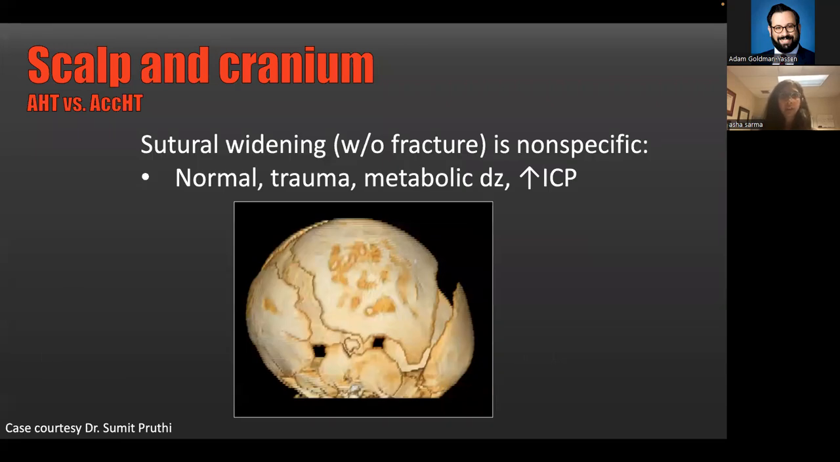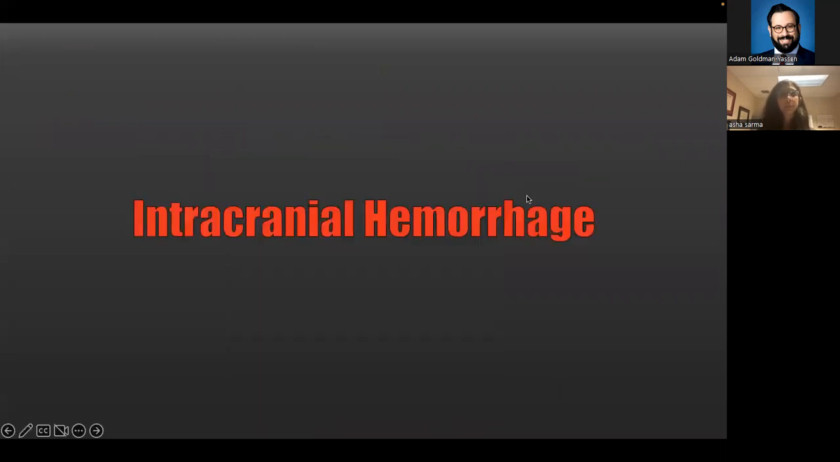Sutural widening by itself without a fracture is a non-specific finding. It can be seen in normal patients with trauma, in metabolic disease, or in cases with increased intracranial pressure.